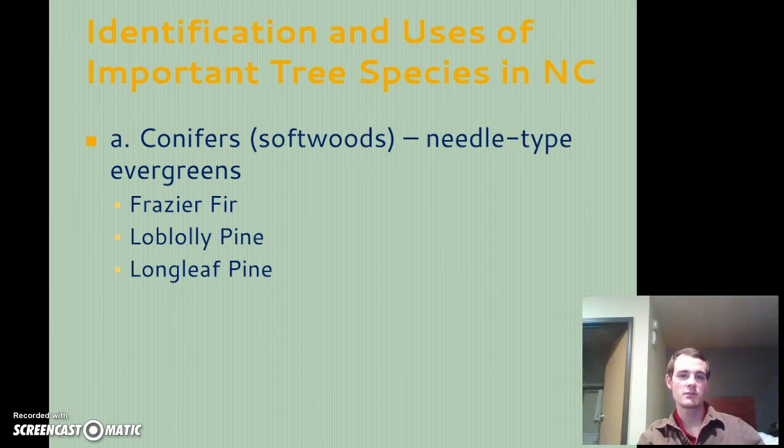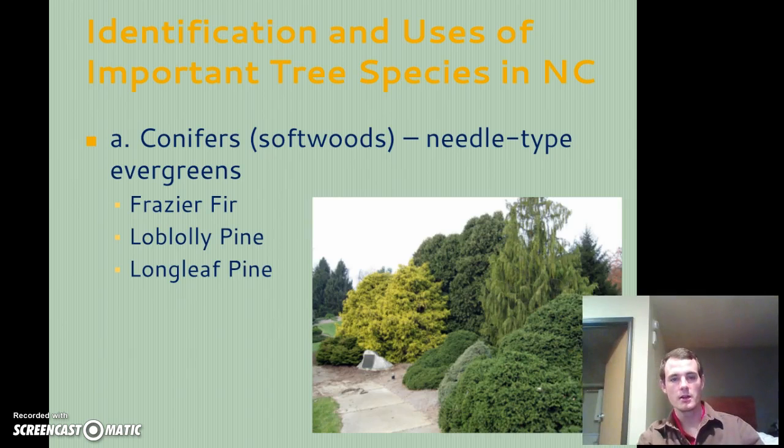So identification of some important tree species in North Carolina. There's conifers. These conifers are softwoods. They're woods not hard, hence the name softwoods. They're needle-type evergreens. There's Fraser fir, there's loblolly pine, and longleaf pine. And you can see many conifers in the image on the right.